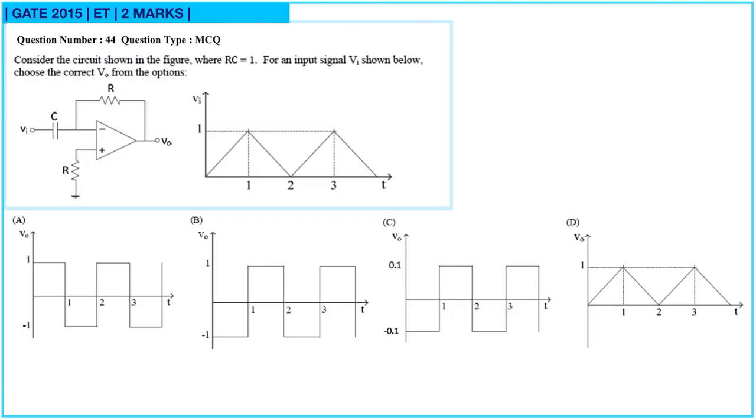Question 44. Consider the circuit shown in the figure where RC is equal to 1. For an input signal Vi shown below, choose the correct V0 from the options. Now this circuit is a differentiator circuit. So this is a differentiator with RC equal to 1.